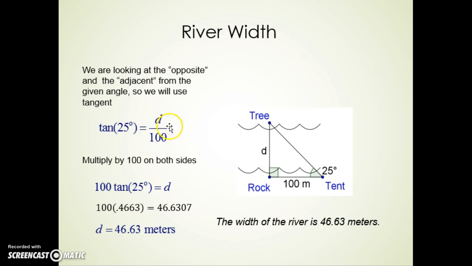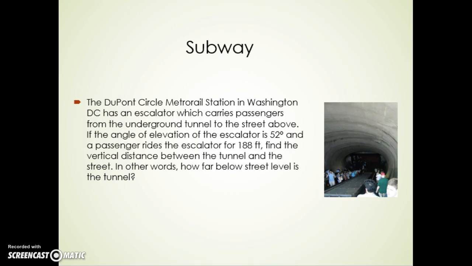So we multiply both sides by 100. We plug the tangent of 25 degrees into our calculator, multiply that by 100, and the width of the river is 46.63 meters. So these are really straightforward problems, the kind that you're going to encounter on the ACT, but I just wanted us to kind of review these a little bit.